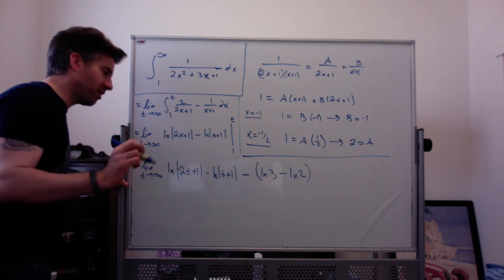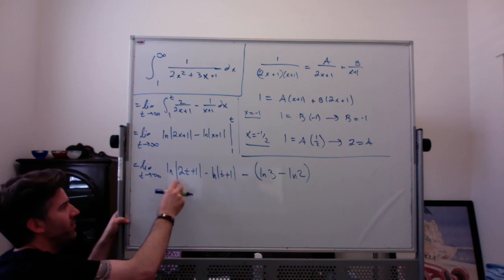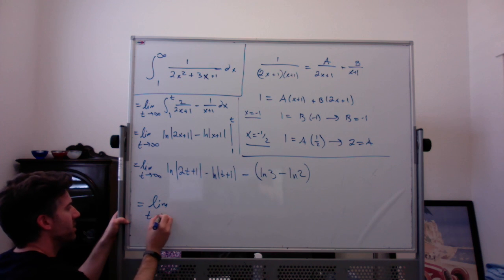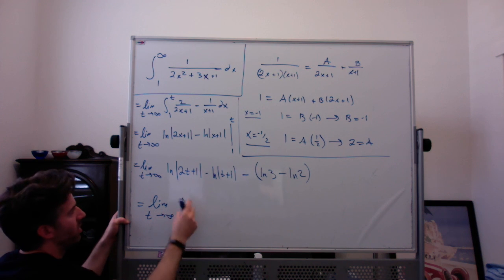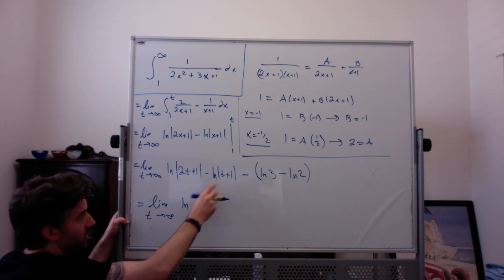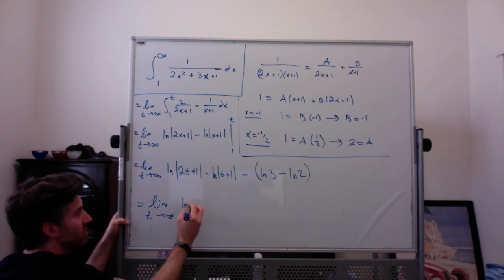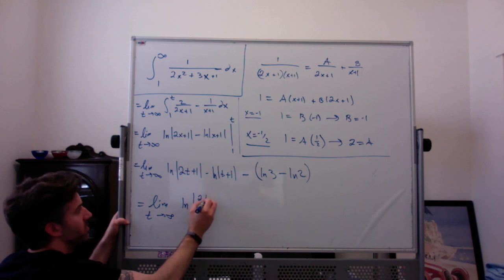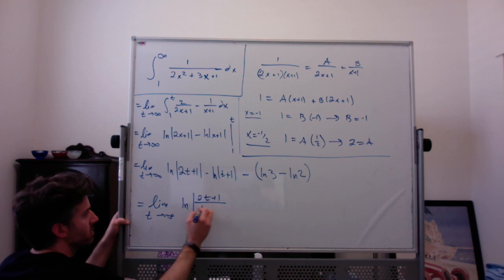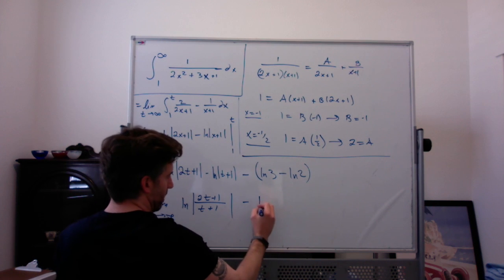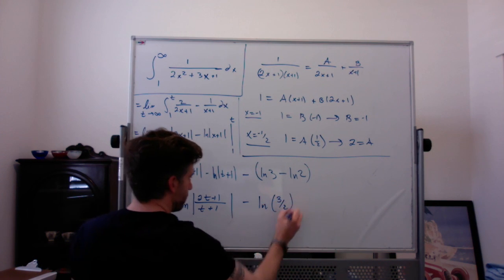What you have to do here, and it's kind of a little bit of a trick, is you have to combine these. So this is the limit as t goes to infinity of the natural log of this divided by that, right? Because when you have a log minus another log, you can divide the arguments. And you can also do it over here. You can do minus the natural log of 3 halves.